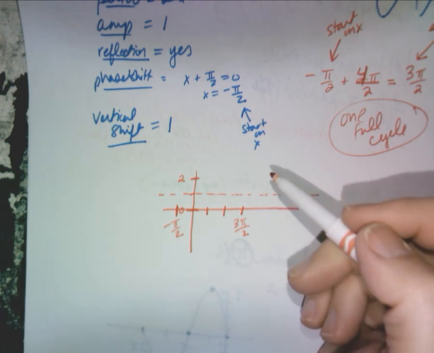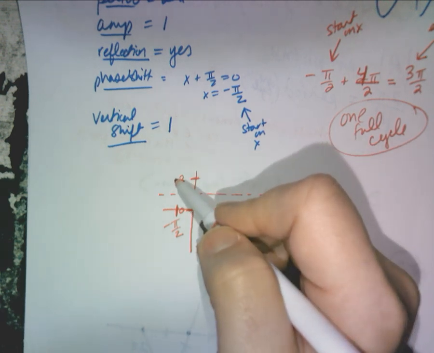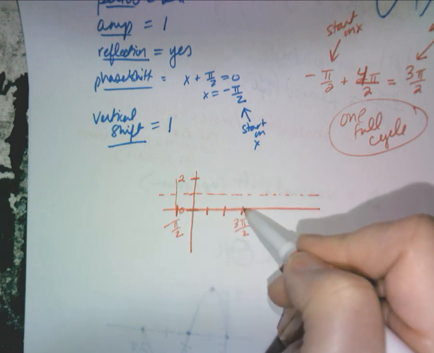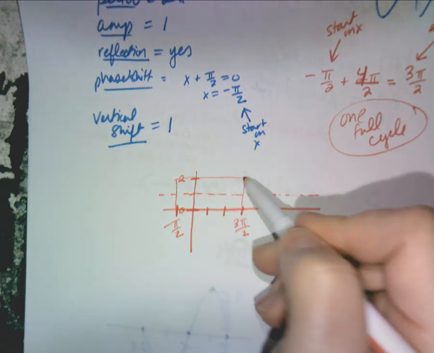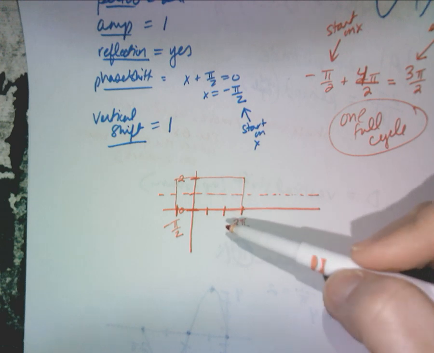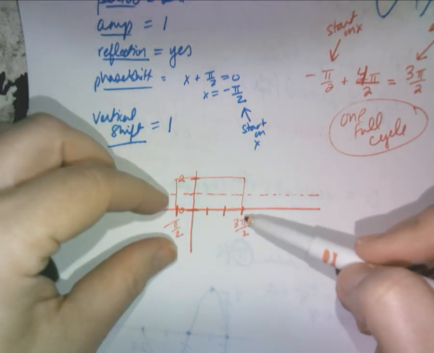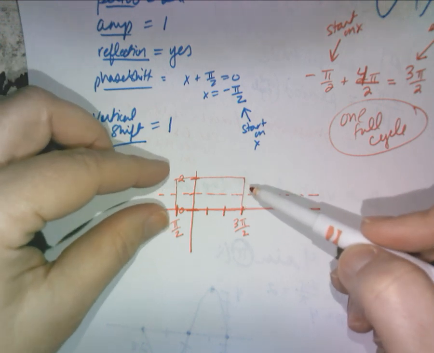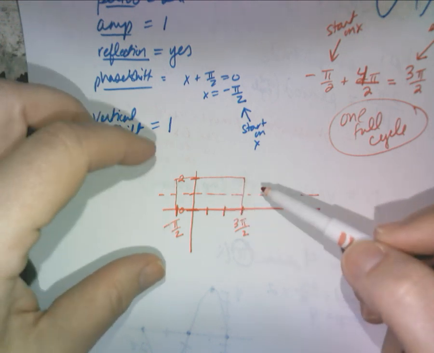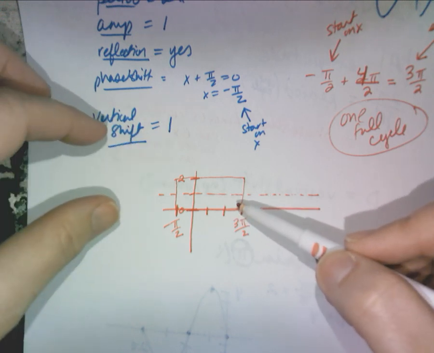Now, this might be helpful to you. Draw yourself a box right here to here, to here, to here, to here. Your graph lives in that box. That's where the graph lives. The graph has been shifted up and over to the left. Does that make sense? Up, over to the left.